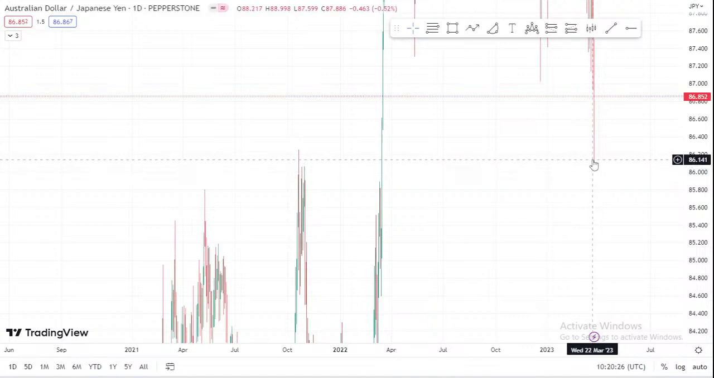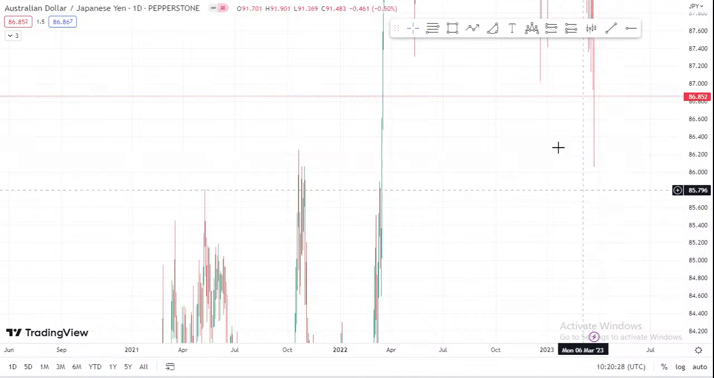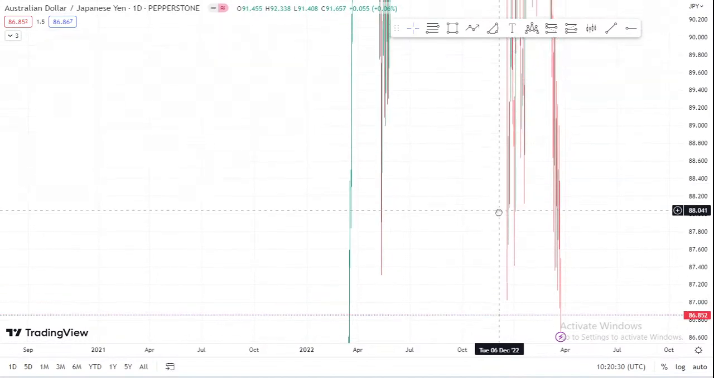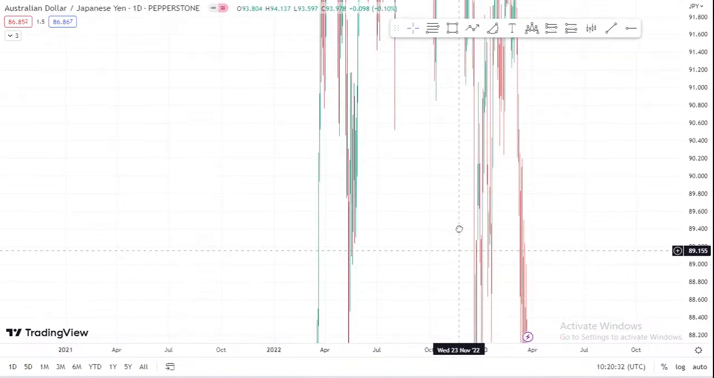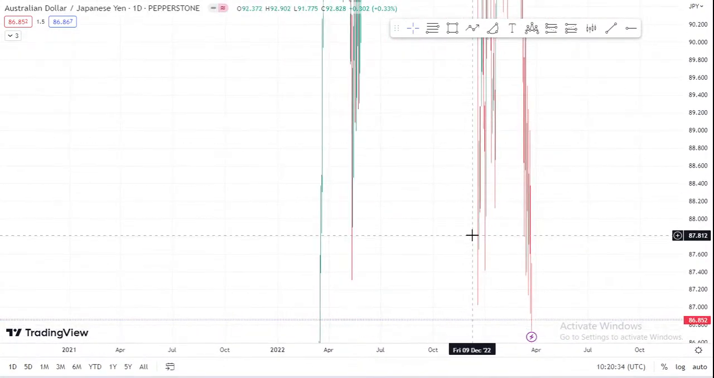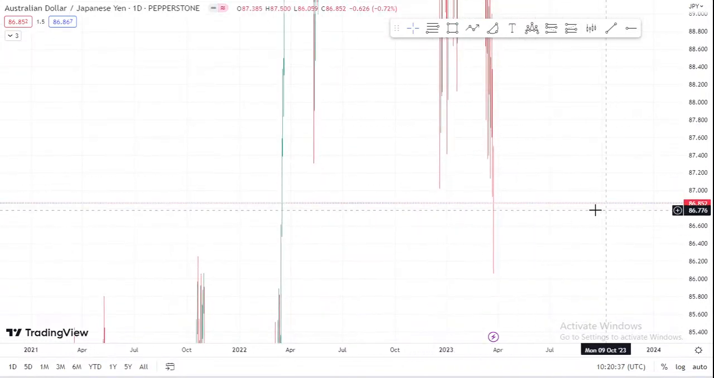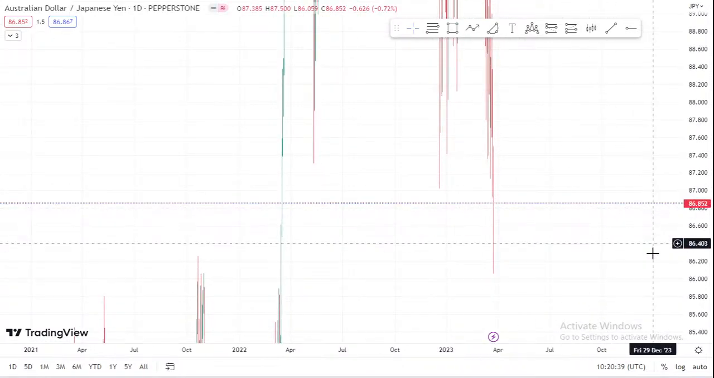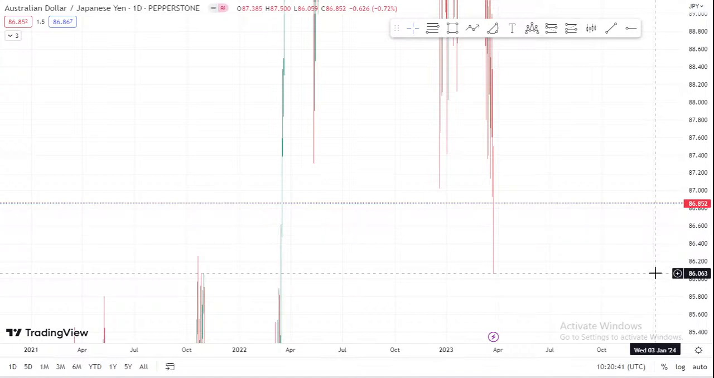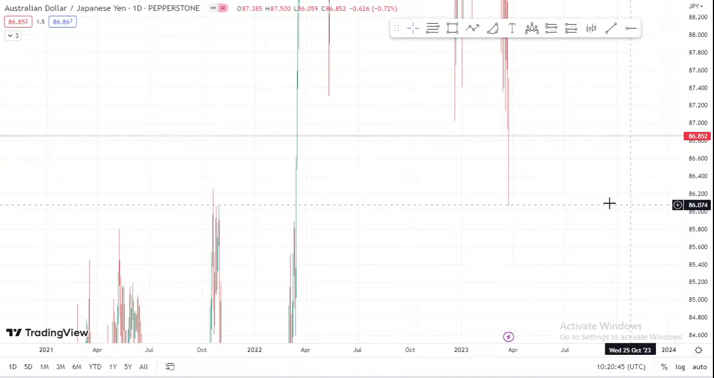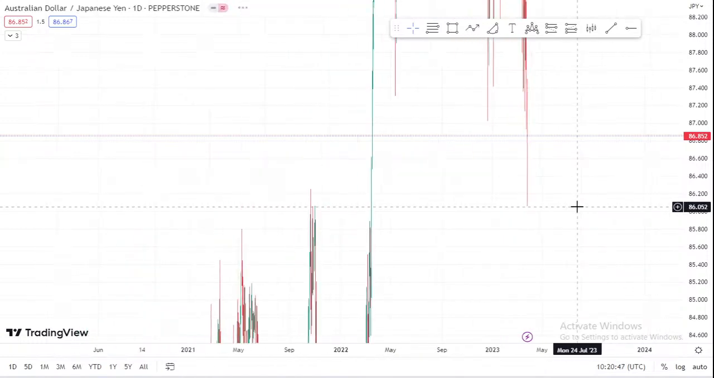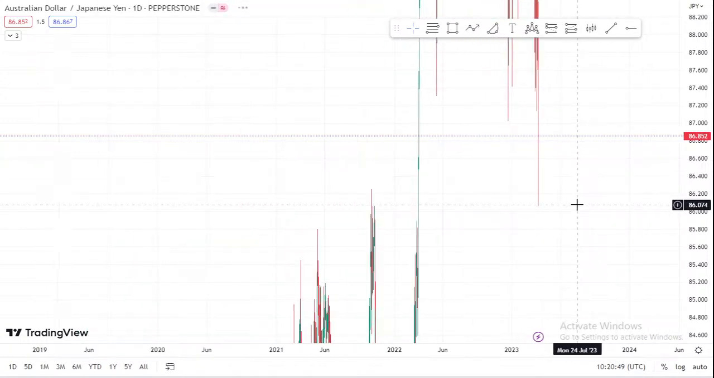So guys, this is our daily time frame for AUDGPY. So currently in the market, this is where we are at, and this is the lowest level that we had like last week. And there is something interesting about our lowest level at the moment.